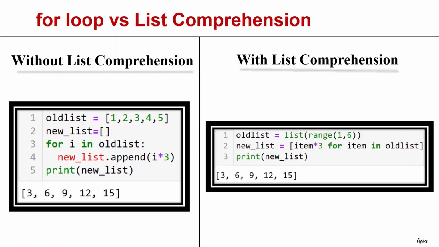But when we have list comprehension, the entire thing is done in one single line of code where we say for item in old list, item star 3. That is, first we give the expression item star 3 for item in old list and have the entire syntax within a list symbol.